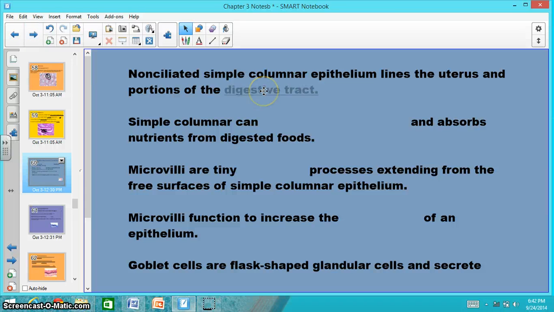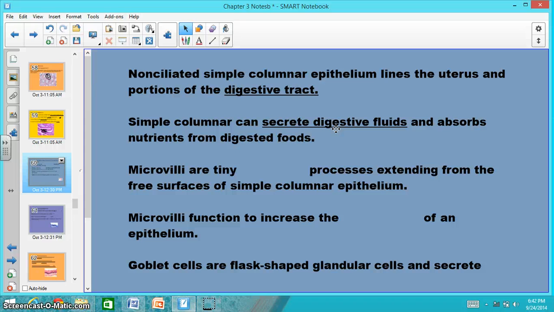Non-ciliated simple columnar epithelium is going to line the uterus and portions of the digestive tract. The digestive tract one is probably the one that we will actually look at underneath the microscope. Simple columnar functions, some of them will be able to secrete digestive fluids, also capable of absorbing nutrients from digested foods.